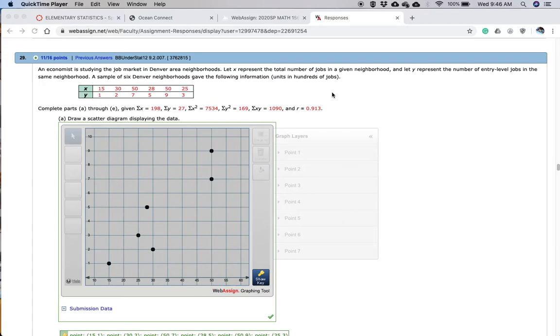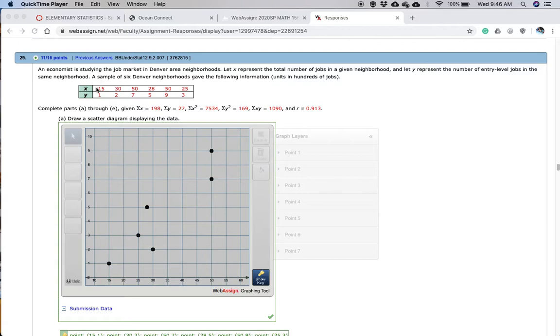Alright, so we have a problem here that asks: an economist is studying the job market in the Denver area neighborhoods. Let X represent the total number of jobs in a given neighborhood, and Y represent the number of entry-level jobs in the same neighborhood. A sample of 6 Denver neighborhoods is given by the following information.